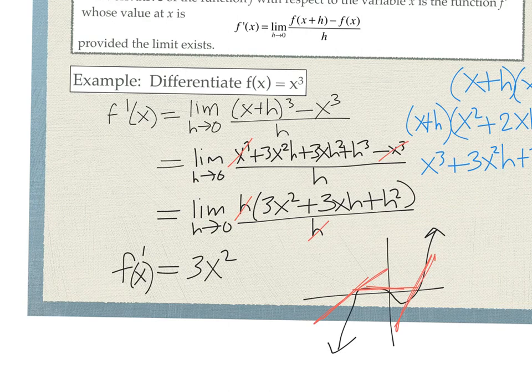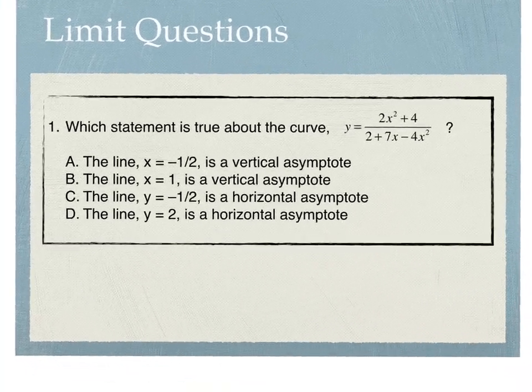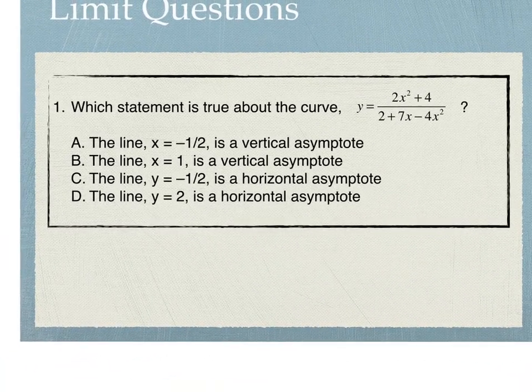Okay, so let's look at a couple of limits problems. So here's one. This is a limits question that could be on the test. Which statement is true about the curve y equals 2x squared plus 4 over 2 plus 7x minus 4x squared? Take a minute to look at it and come up with what you think is the answer. So try it yourself. Just see if you can come up with an answer to this.